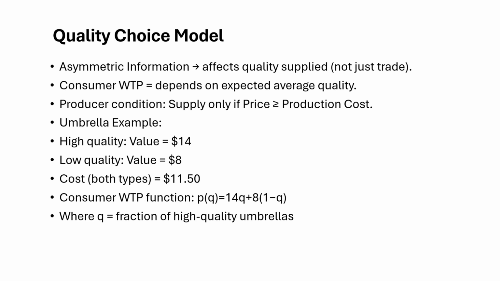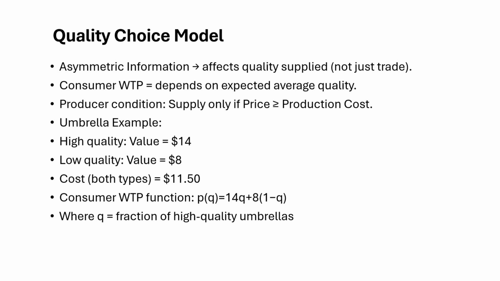In today's video, we are going to learn about the quality choice model in economics. This model explains how product quality combined with asymmetric information can determine whether a market survives or collapses. To make this easier to understand, we will look at an example from the umbrella market.